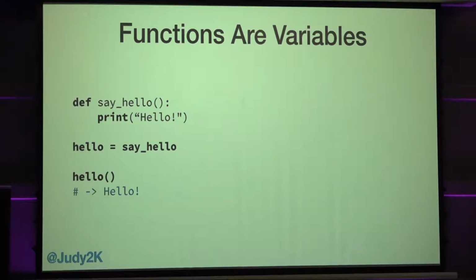Functions are just variables. So here we are defining a variable of type function called sayHello. Here we are assigning it to a new variable called hello. And here we are calling the variable called hello, and it just executes as if we had executed our function directly. A side effect of this is that you can put functions in lists or dictionaries or sets, anywhere else that you would store a value.